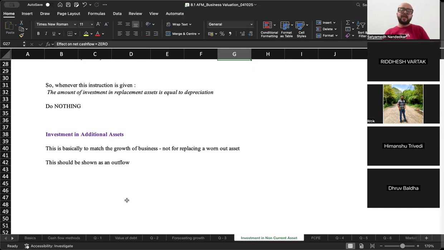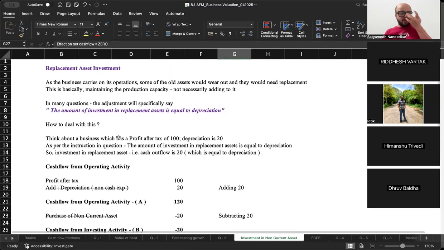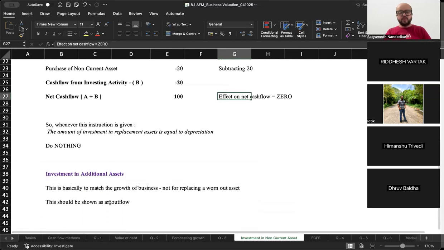But yes, the question might tell you that with the expanding scale of operations, the company needs to purchase more non-current asset. This is not to replace an old asset. This is for tackling the next stage of growth. Okay. So this is basically to match the growth of business, not for replacing a worn out asset. This should be shown as an outflow. This is an additional outflow. Where the question says that the amount of investment in replacement assets is equal to depreciation, there don't do anything, and here show it as an outflow. It's as simple. Okay. Keep this instruction in mind. It will come in very handy later.